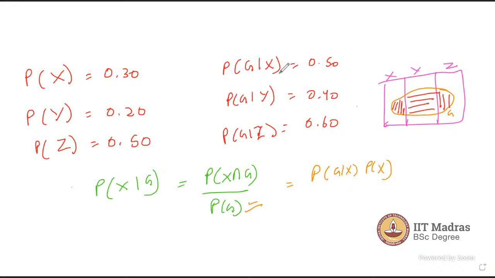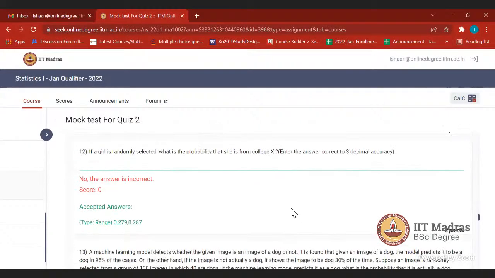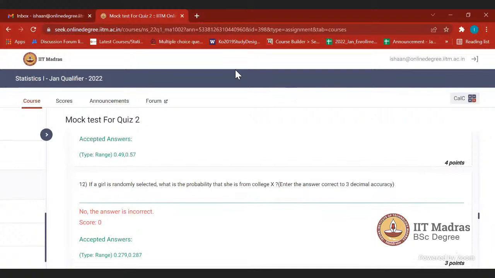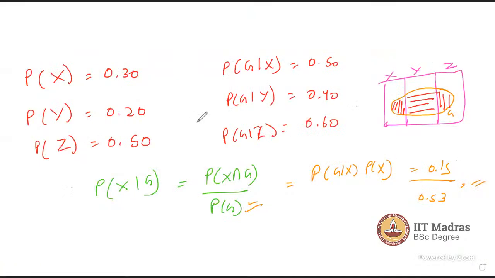0.15. Sir, there are 15 girls in college X, so 0.15. Yeah, 0.15. I think you have computed 0.53 already. Simply do it, right? If you are able to do the first part, then I don't think the second part would be any trouble. It's bonus marks, I think. Why do we not take 15 by 30? 15 by 30. Why 15 by 30?